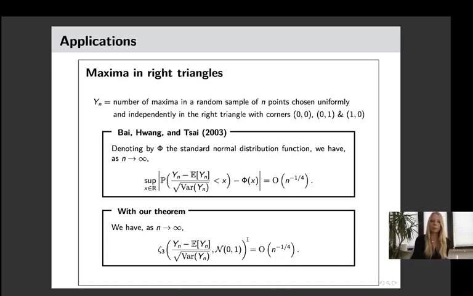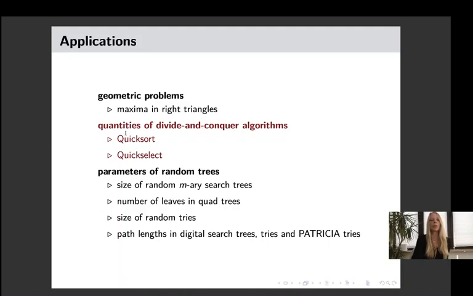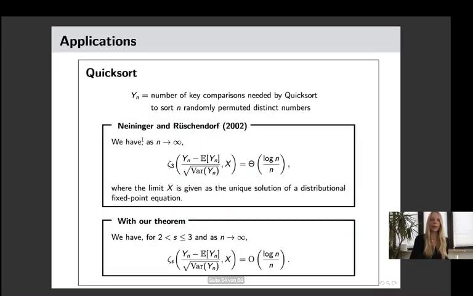without much effort. So then we can analyze quantities of divide and conquer algorithms, for example, the number of key exchanges or key comparisons used by quicksort or by quickselect. And here we can rederive a result by Ralf Neininger and Ludger Rüschendorf from 2002, where they showed that the convergence rate in the Zolotarev distance of the standardized number of key comparisons used by quicksort is of the order log n over n. And with our theorem, we obtain the same convergence rate.